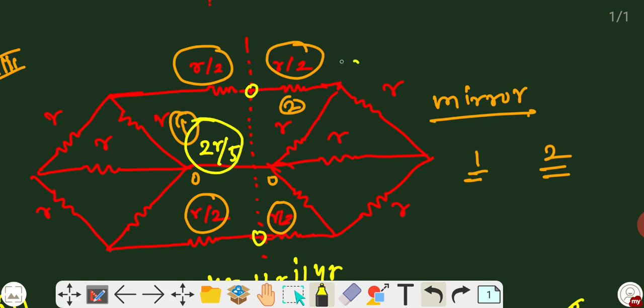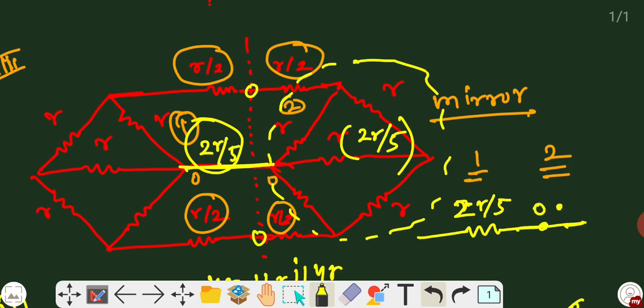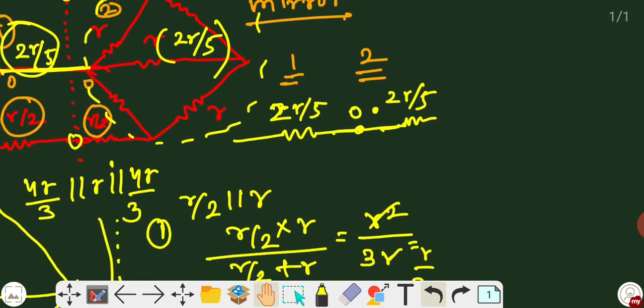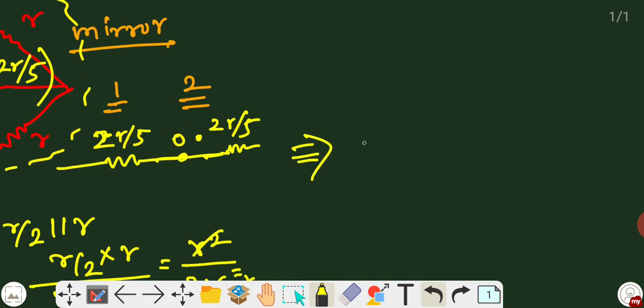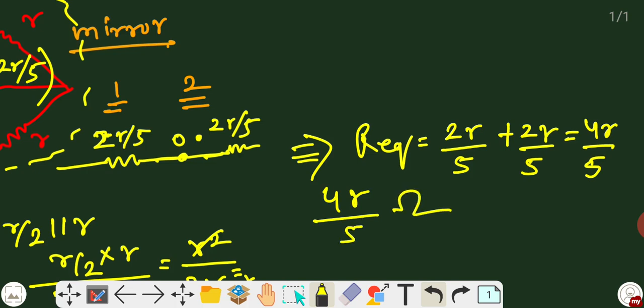Similarly, when you solve this whole part, you will again get 2R by 5 as the equivalent resistance. They both are connected to the same node, that is O. So it is like 2R by 5 and 2R by 5, and they both are in series. So finally the R equivalent is 2R by 5 plus 2R by 5, and that is 4R by 5. That is your equivalent resistance. Okay, so now let us move to the another one.